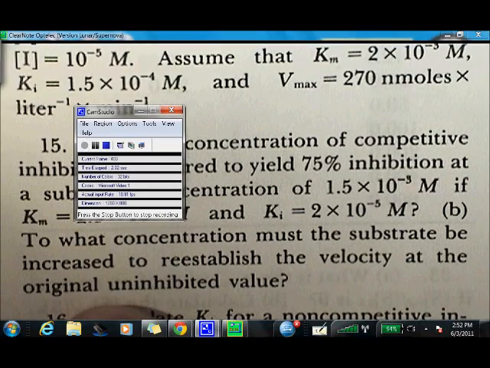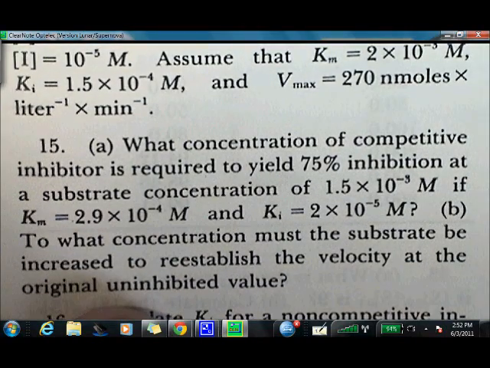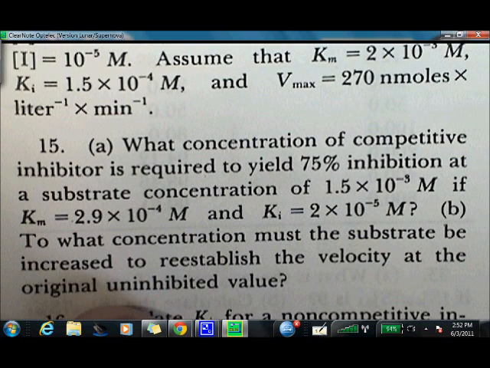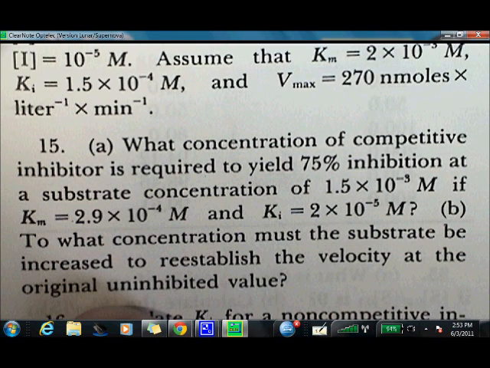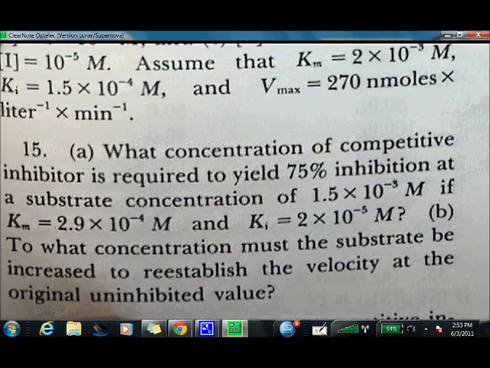Hello everyone. We're going to be doing number 15 on page 321 of the Seigel book. It says, what concentration of competitive inhibitor is required to yield 75% inhibition at a substrate concentration of X if Km equals 2.9 times 10 to the negative fourth, Ki equals 2 times 10 to the negative fifth. In part B, to what concentration must the substrate be increased to reestablish a velocity at the original uninhibited value?